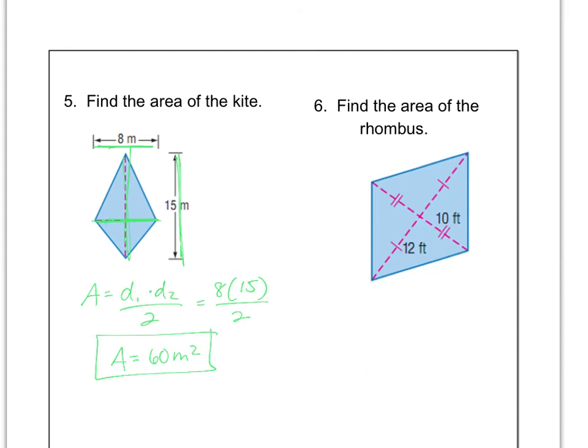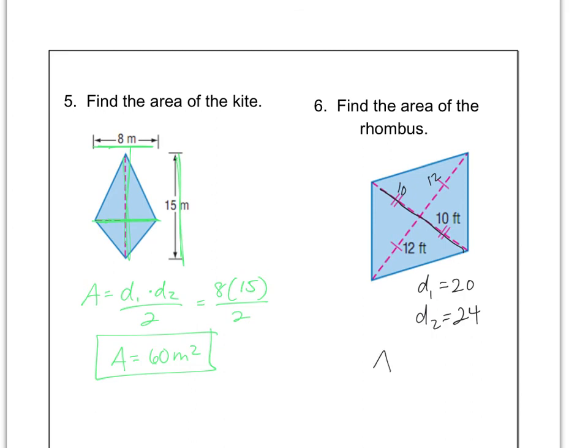Let's try number 6. So this one's slightly different. To get the whole diagonal, I see one side of this diagonal is 10, so this is also 10. So then that whole diagonal, I'll call it diagonal 1, would be 20. And then on the other diagonal, I see one side is 12, so the other side must be 12. 12 plus 12 is 24. So our diagonals, you have to double the lengths given to get the diagonals.